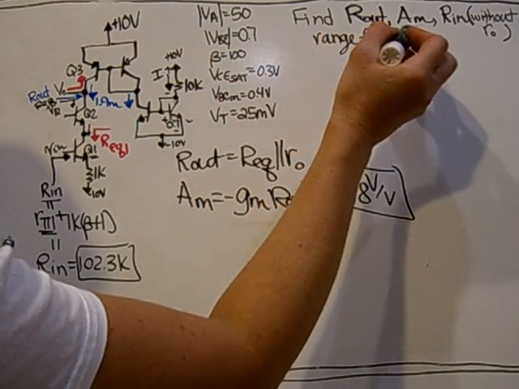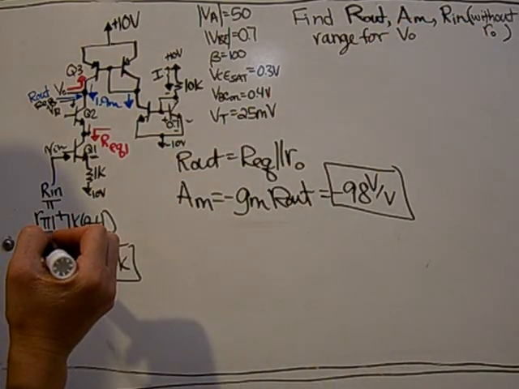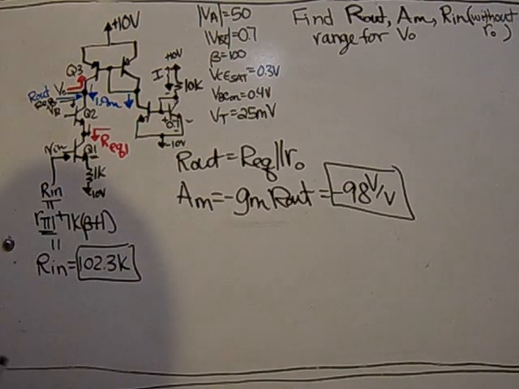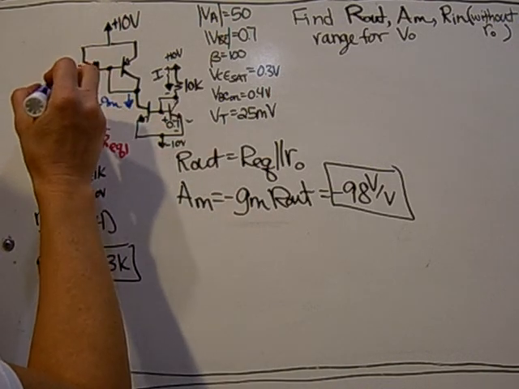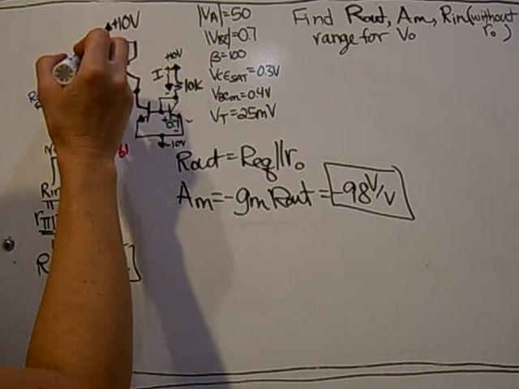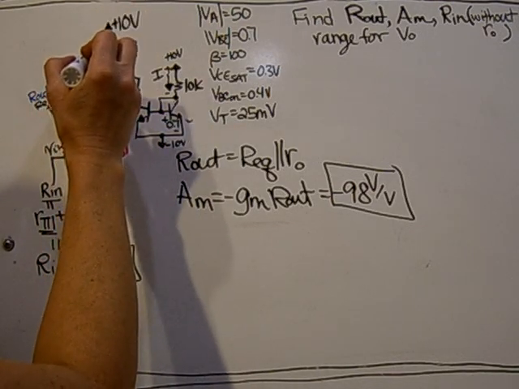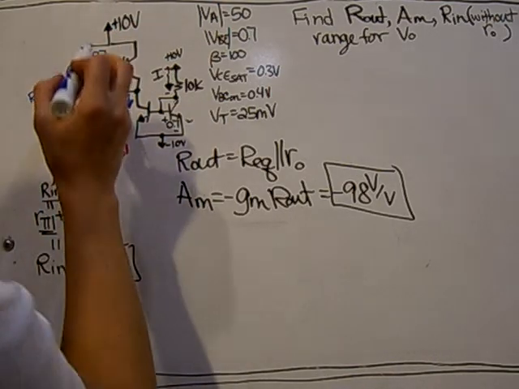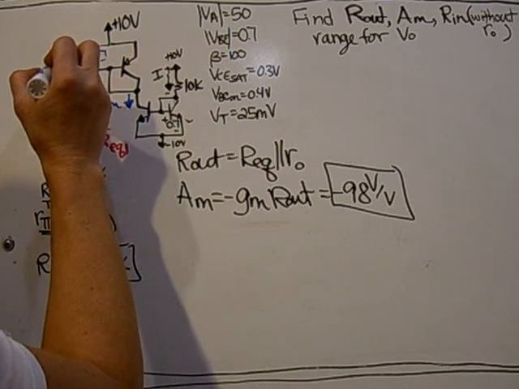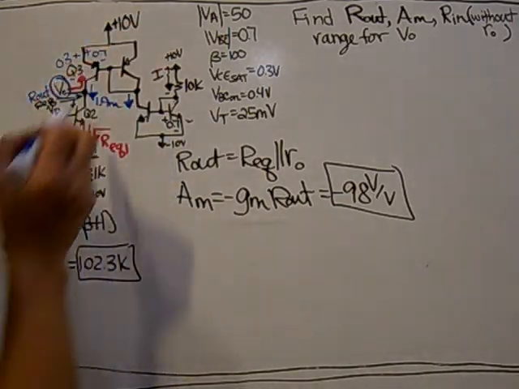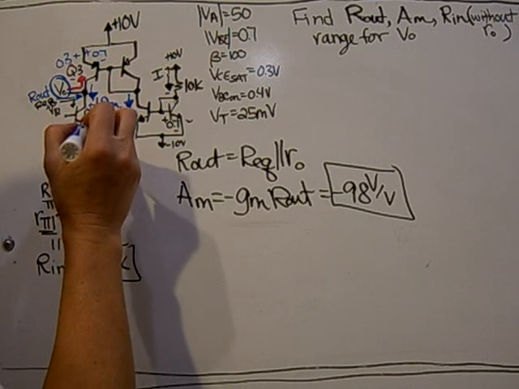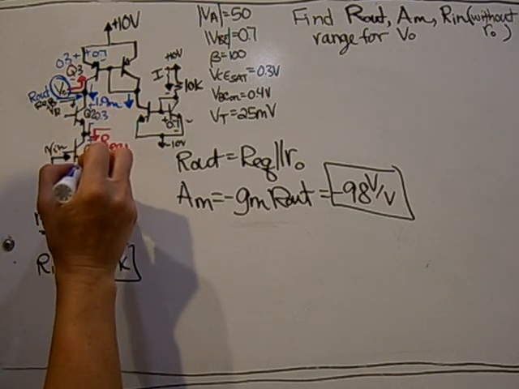So we found R out, the midband gain, R in, and now looking at the range for Vo. The range for Vo is going to be the drop from here. This is 0.7. This is 0.4, and then across it is 0.3 volts. So it's going to be 10 minus 0.3 is going to be the max. And on the bottom, the minimum drop across each of these is 0.3.